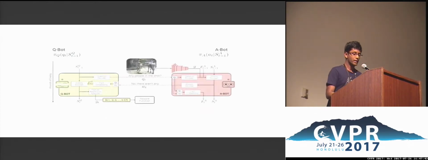And the way we train these models is that they're first pre-trained in a supervised manner on the visual dialog data set. So the question, answer, and image feature regression are all from the data set. And then they're fine-tuned with reinforcement learning, where the reward is derived from how close QBot's guess of the image is to the ground truth image. And QBot and ABot both get the same reward.